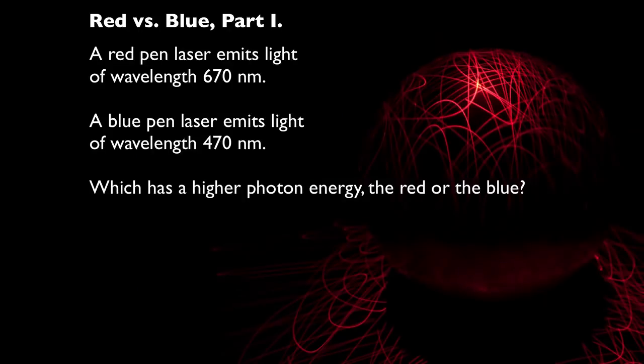See that the energy of individual photons is inversely proportional to the wavelength. Given that, here's a question for you. Looking on the previous slide, if we look at red light or blue light, a red pen laser emits light of wavelength 670 nanometers. A blue pen laser emits light of wavelength 470 nanometers. Which has a higher photon energy, the red or the blue? I want you to think about that. And before you go on to the next slide, take a moment to cogitate the red or the blue and why. I'll be back.